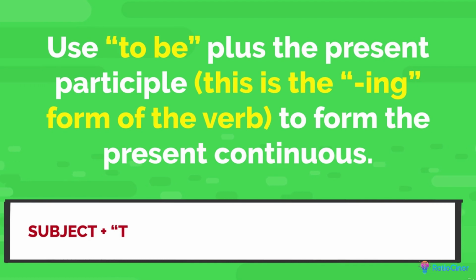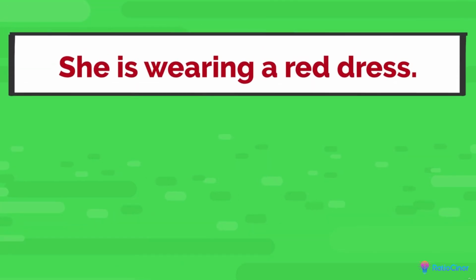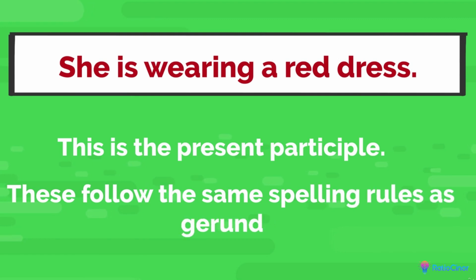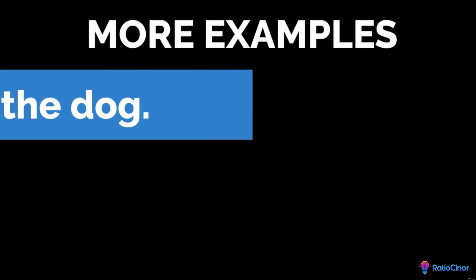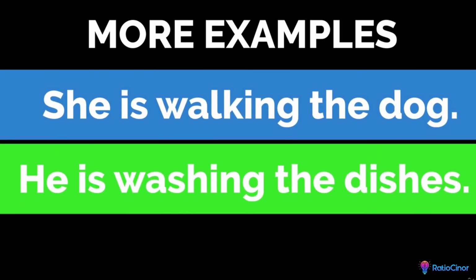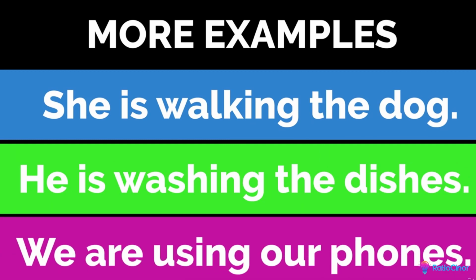Subject plus to be verb plus ing plus rest of the sentence. She is wearing a red dress. This is the present participle. These follow the same spelling rules as gerunds. More examples. She is walking the dog. He is washing the dishes. We are using our phones.